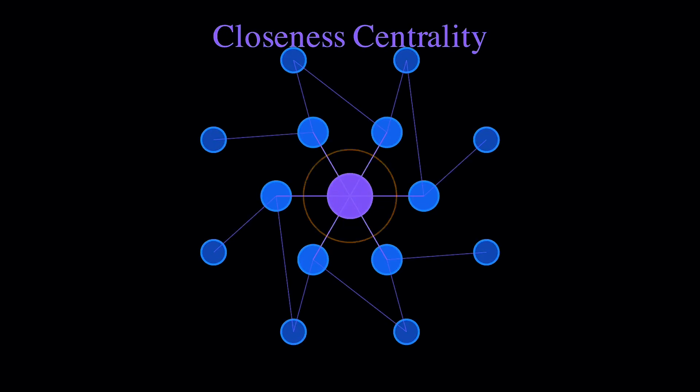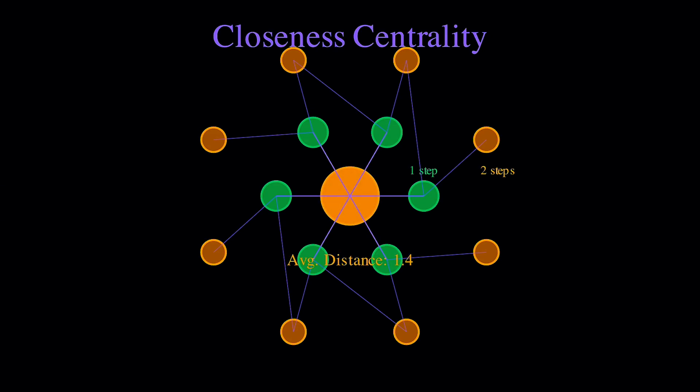Closeness centrality asks, how quickly can a node reach everyone else? It measures the average distance from one node to all others. A node in the center of the network can reach everyone in fewer steps. Think of it as being in the middle of the action, able to spread information quickly.